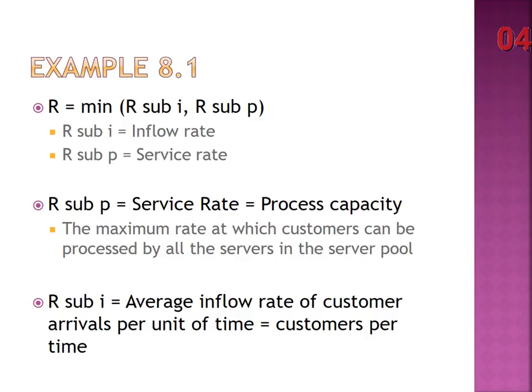R sub P being the service rate is our process capacity, okay? It's the maximum rate at which customers can be processed by all the servers in the server pool. R sub I is our inflow rate, right? And it's customers per time, all right? And let's take a look at example 8.1. See what it tells us here.